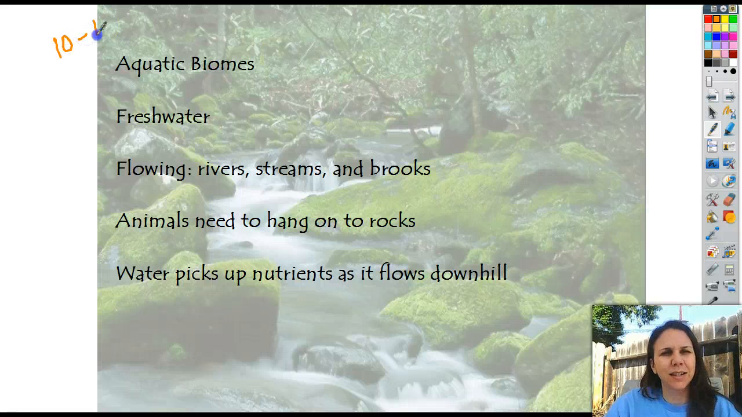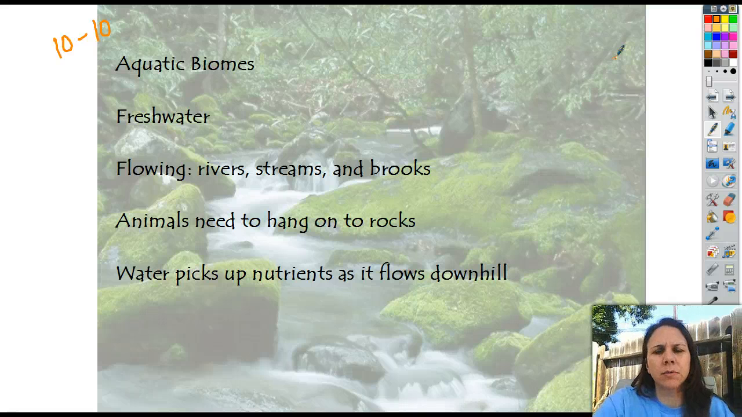This is 10-10. You didn't think I would forget about all the biomes that are located in water. So these are aquatic biomes. We did all the land ones, the terrestrial ones. Now we're going to take a look at aquatic biomes.